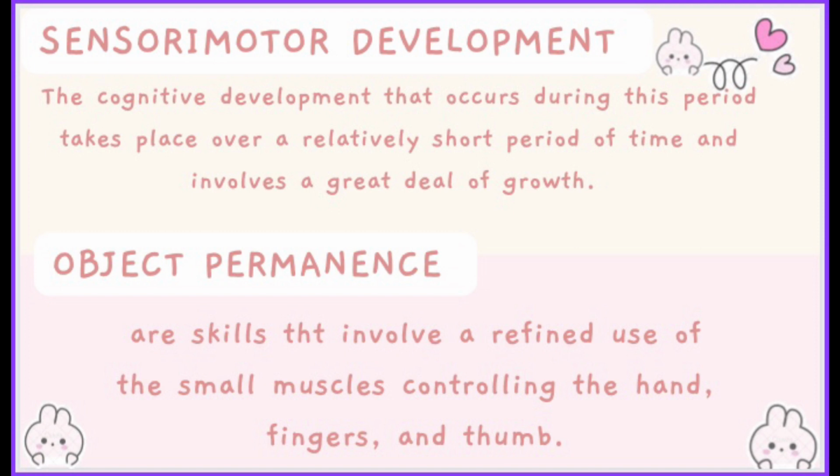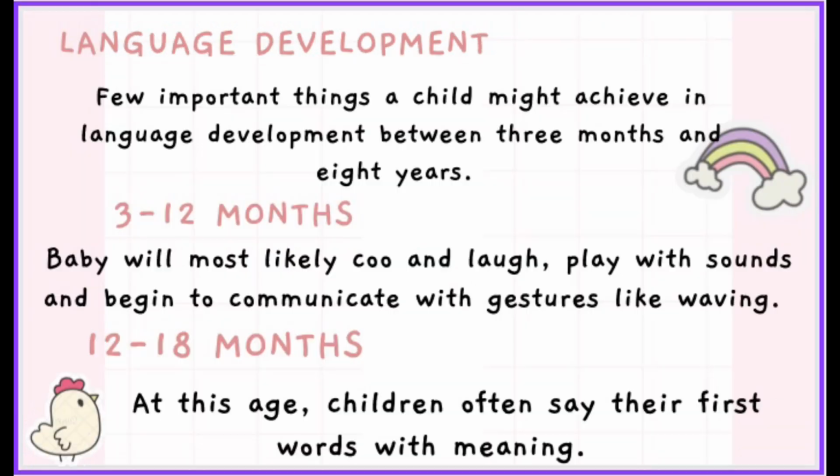Sensorimotor development. The cognitive development that occurs during this period takes place over a relatively short period of time and involves a great deal of growth. Object permanence. The term object permanence is used to describe a child's ability to know that objects continue to exist even though they can no longer be seen or heard.